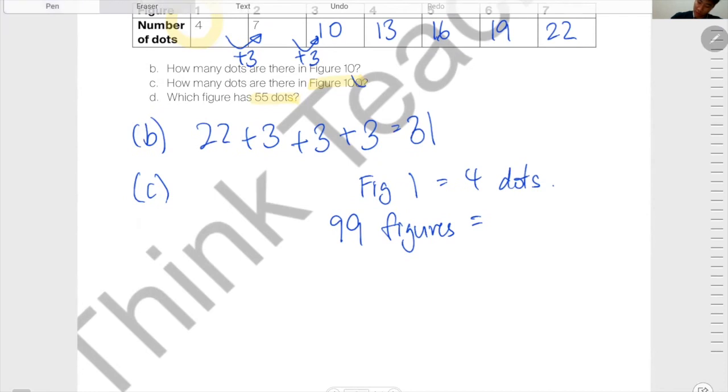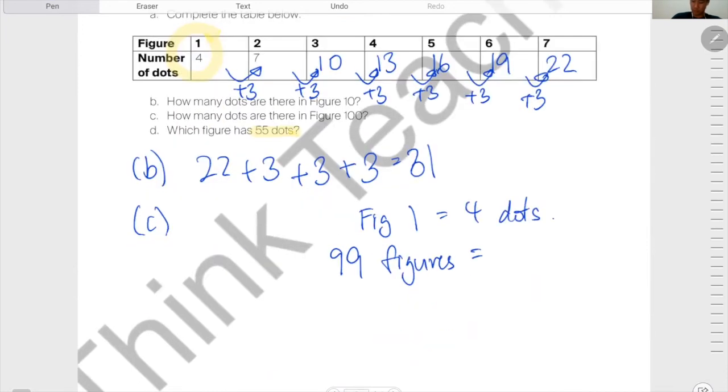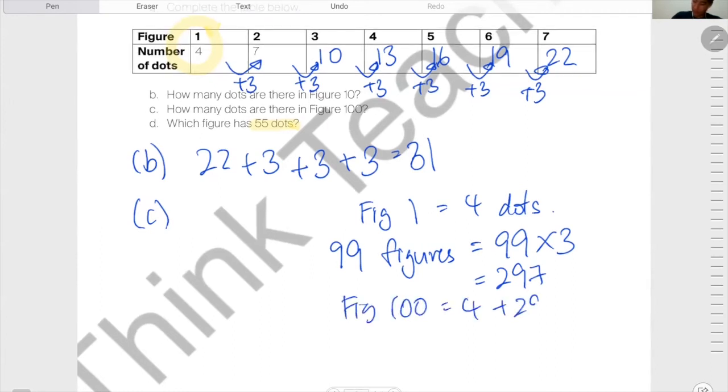That is why I say that your curly arrow here is very important. Every figure adds 3 dots. So if I have 99 additional figures, I will add 99 times 3 dots, which is 297. And hence, figure 100 equals 4 plus 297 equals 301.